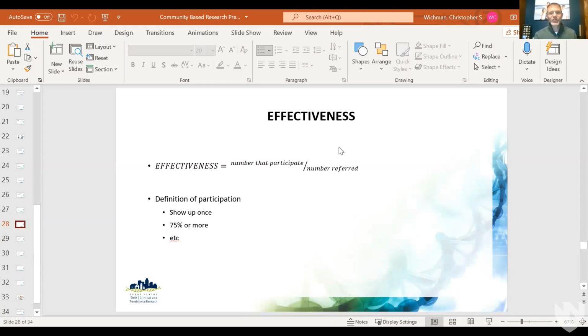But now we have an issue of, what if they only show up once? Do we consider that participation? That would be the intent to treat kind of definition of participation. Do we want them to attend 75% or more of whatever our intervention or our condition is? We just need to be able to define this. We want to define it ahead of time so that we're not trying to move the mark to fit the data. We want to have it defined ahead of time and stick with that.